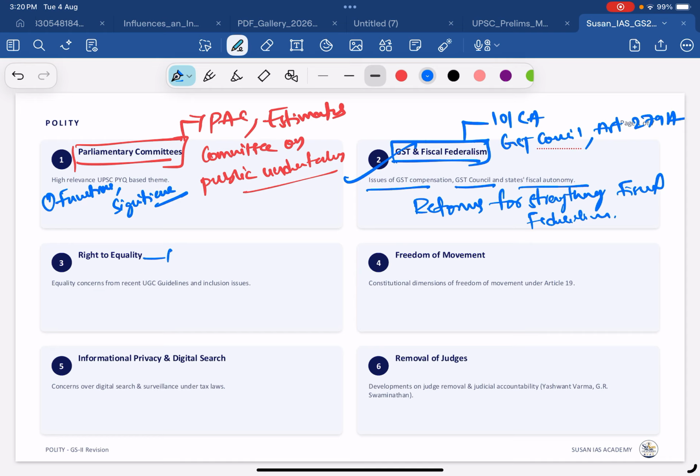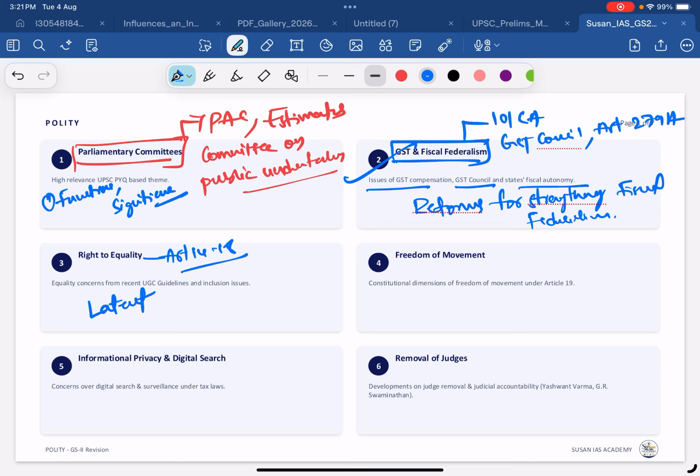Here the articles are Article 14 to 18, which come under right to equality. UPSC has already asked many questions about comparison of the USA's and India's right to equality, equality before law versus equal protection of law, reasonable classification, the arbitrariness doctrine, substantial equality, affirmative action, and also equality with reservation. And some latest important Supreme Court judgments.